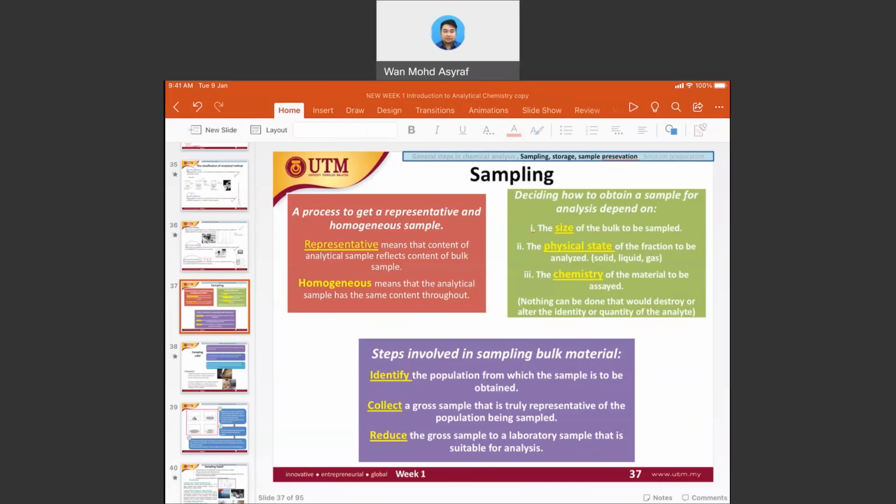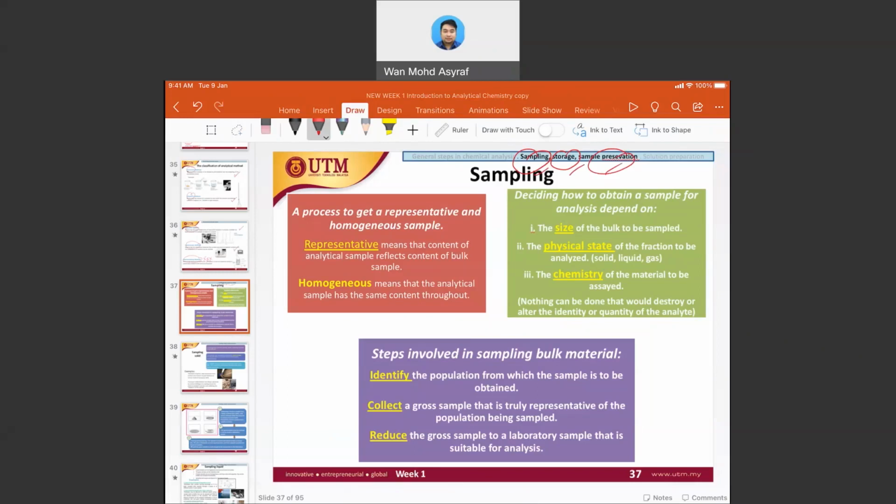Okay, so we will continue on our second lecture on sampling, storage, and sample preservation. Before this, we have learned about the general steps in chemical analysis. So for this second lecture, we will continue with sampling, storage, and sample preservation. Okay, basically, what is sampling? Sampling is a process to get a representative and homogeneous sample.